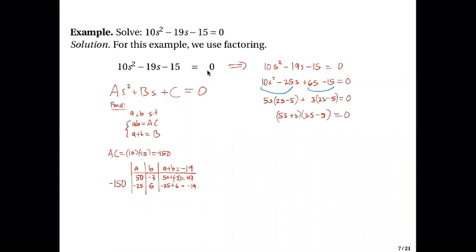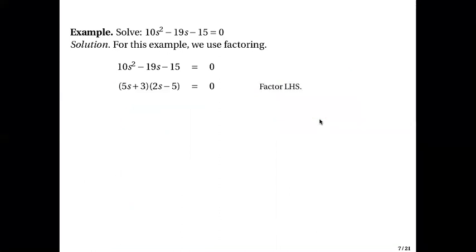So you have this factored form: 5s plus 3 times 2s minus 5 on the left hand side, and on the right hand side that's equal to 0. So here's what we got. 5s plus 3 times 2s minus 5 is equal to 0.